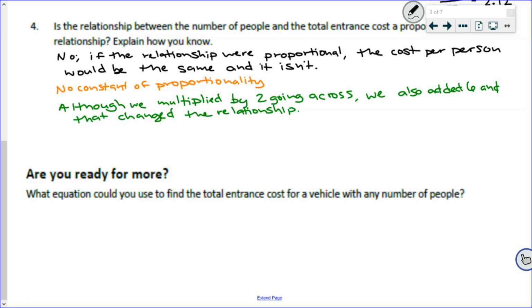Okay, once that's written down, go ahead and look at the "Are you ready for more?" This is a question that you as 7th graders don't have to be able to answer. You don't have to write an equation for this relationship, but I want to see if you can try it, because we've kind of built it up enough that I think that you probably can. What equation are you going to use to find the total entrance cost for a vehicle, so just one vehicle, with any number of people? Take about 20 to 30 seconds talking with your group. See if you can write an equation for that.